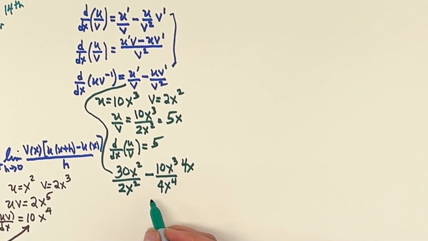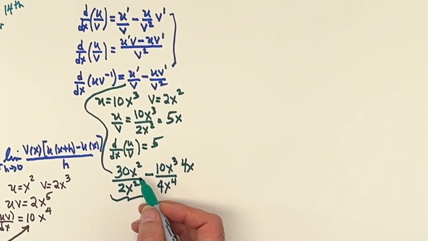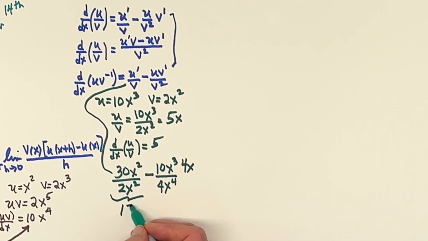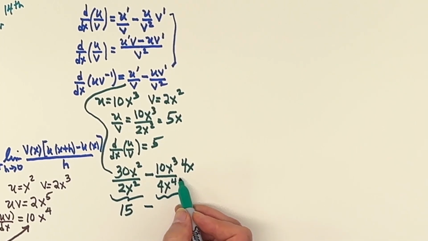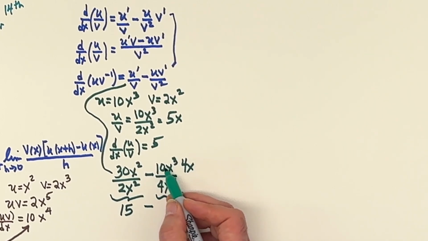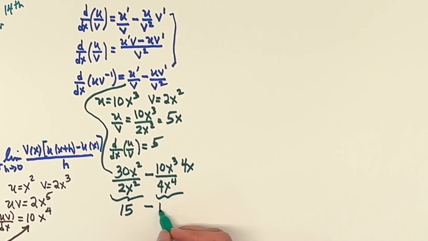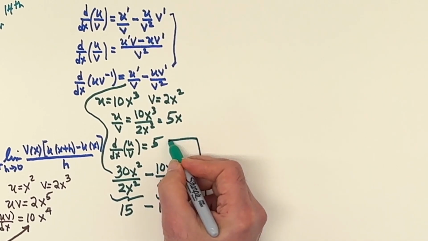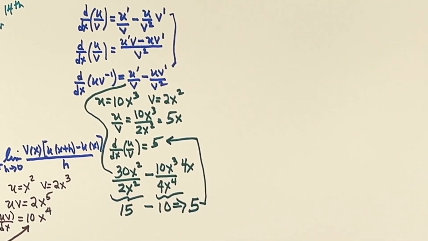All right, let's look at this. Well, this first one here, the x squareds cancel, and you get 15. And the second one here, the x cancels again because you have x to the fourth over x to the fourth. So I have here the fourth canceling, so I simply have minus 10. And that is equal to 5, which is what I got.